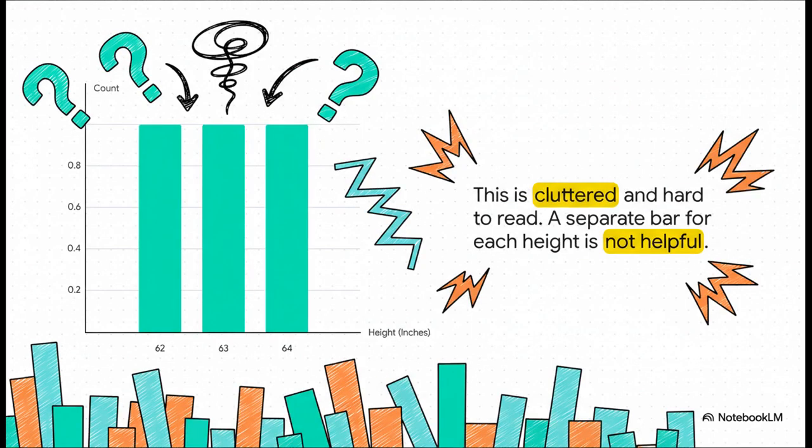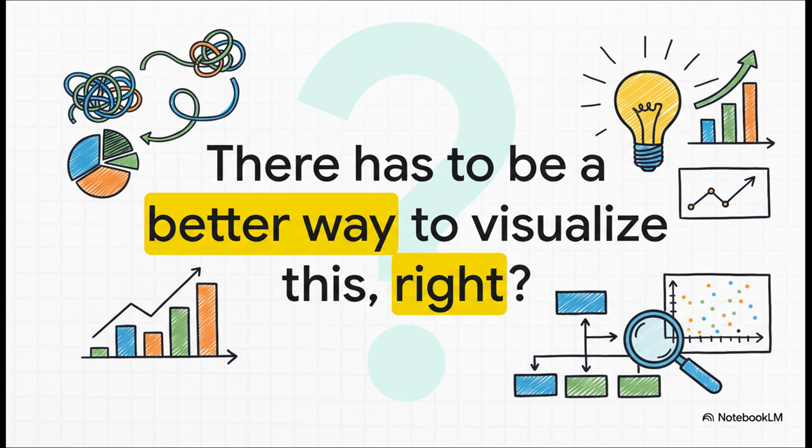But watch what happens if we try to use that same bar chart for our scale variable, for height. Oh, it's a total mess, right? We've got a separate bar for every single height value. It's cluttered, it's impossible to read, and it tells us basically nothing about the overall pattern. Yeah, this just is not working. It's confusing, not clarifying at all, which of course leads you to ask the obvious question. Come on, there has to be a better way to do this, right?